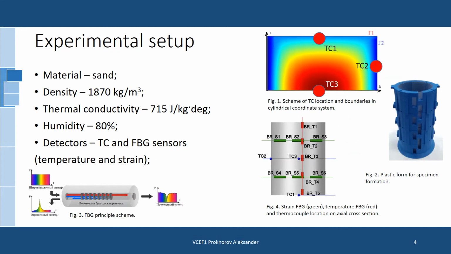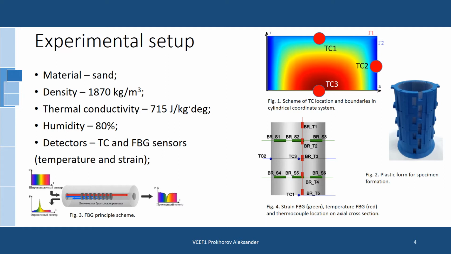The study of the deformation arising during the crystallization of moisture in a fluid-saturated medium was carried out on the basis of the following experiment. The plastic foam was filled with sandy soil. Fiber optic sensors based on two types of Bragg gratings, temperature and deformation, were distributed in the sample volume. According to the diagram shown in figure 4, there are 5 temperature and 6 deformation sensors and 3 K-type thermocouples.